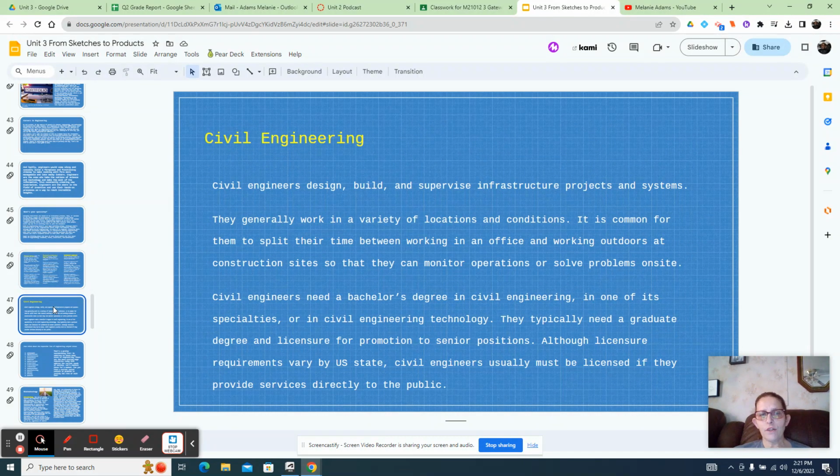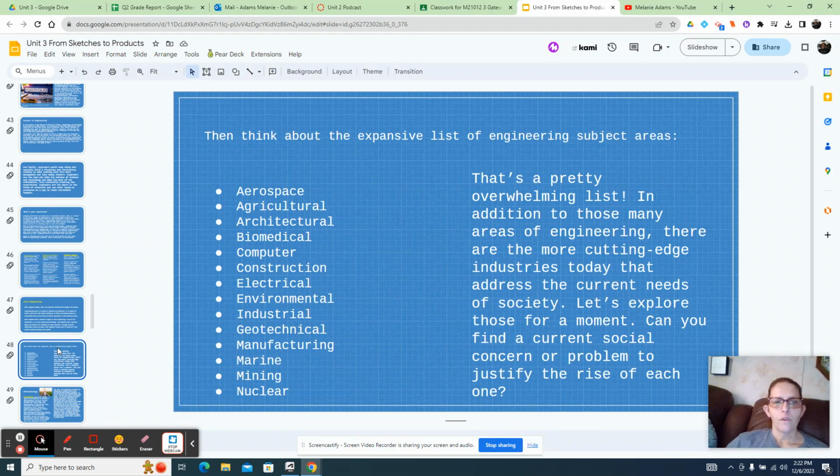And then you have your civil engineer, which is your green architect. So our green architect can be a civil engineer. The civil engineer is a green architect for the city, for the public. Our green architect is more of a civil engineer for the private sector. Okay. And then these are additional subject areas in engineering.